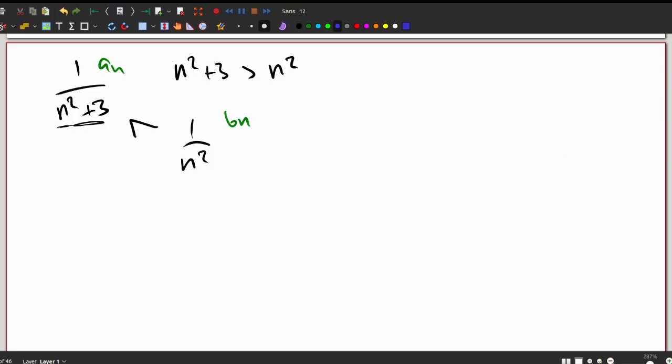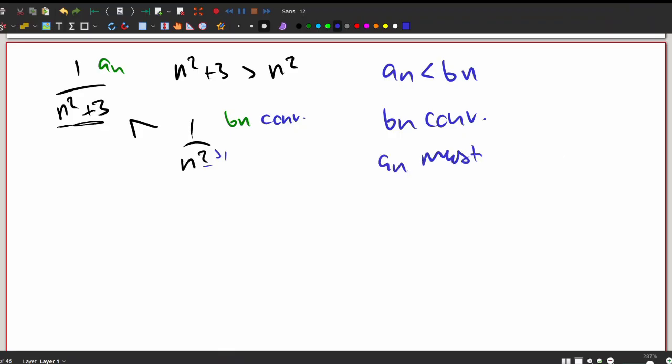Now, thanks to the p-series test, since 2 is greater than 1, we know that b of n converges. And we know that a of n is less than b of n, and b of n converges. Therefore, a of n must converge as well.